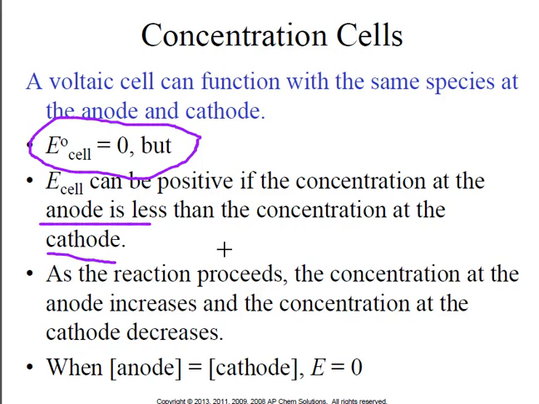As the reaction proceeds, you're going to see your reactants go down and products go up, and eventually your concentrations will be equal, and then your battery will again be dead. But this is the way a lot of batteries are built. Instead of using 2 different metals, they just use an extreme difference in concentration at the cathode and the anode.